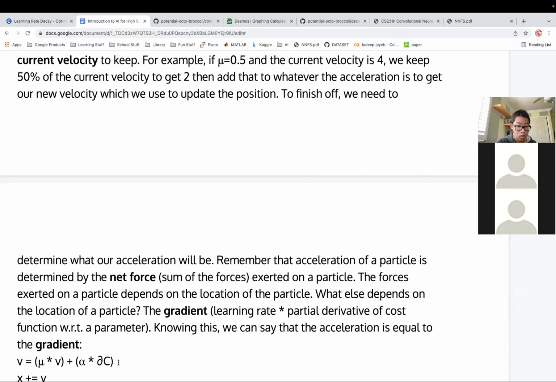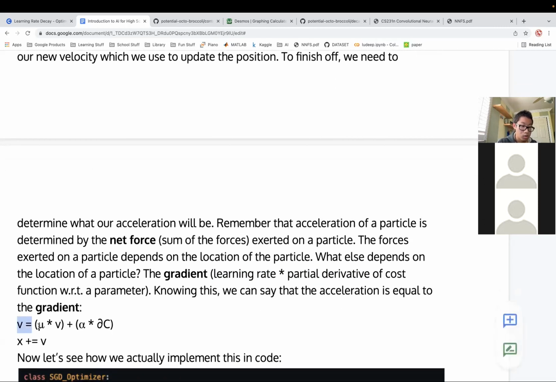So what we get is that your velocity is going to be mu times the velocity. Mu times the velocity is how much of your current velocity you keep because friction is in the way, right? And then this other term is the extra force you apply by the update by the gradient, which is dependent on your learning rate and your partial derivative at the point you are currently at. And then we just change the position using the velocity.